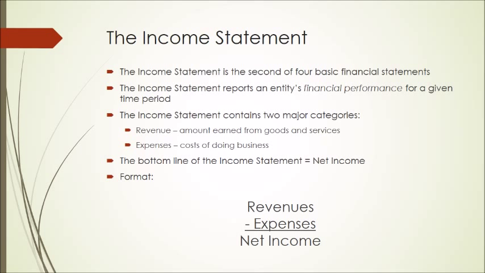This is going to show us how we did. The income statement contains two major categories: revenue and expenses. Revenue, the amount earned from goods and services, and expenses, the cost of doing business. The bottom line of the income statement is net income. And the simple format, although it's generally much longer than this, is revenues minus expenses equals net income.